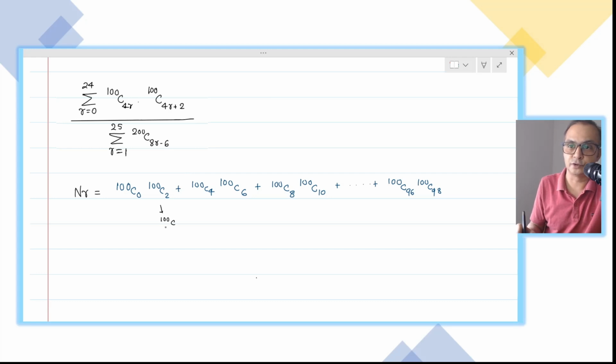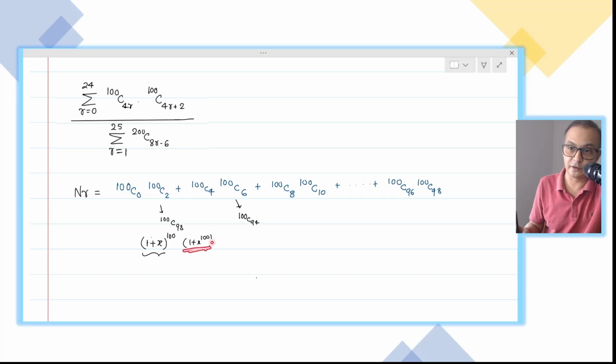100C98. So 100C2 I can write as 100C98, and 100C6 I can write as 100C94, and then we can see it's 100C0 into 100C98, 100C4 into 100C94, 100C8 into 100C90, and so on. And this is giving you like (1 plus x) to the power 100 and (1 plus x) to the power 100, and we are taking the first coefficient from this and the second coefficient from this. So why not we can say it is equivalent to find out the coefficient of x to the power 98 in the expansion of (1 plus x) to the power 200.